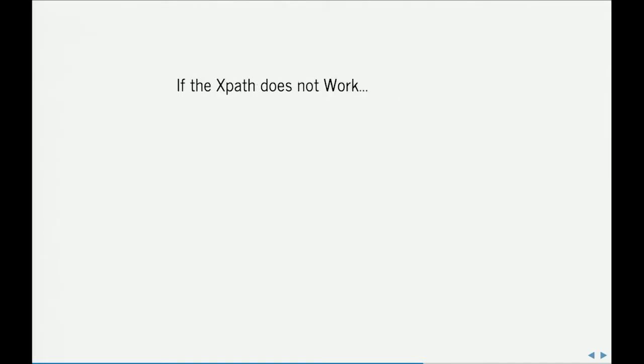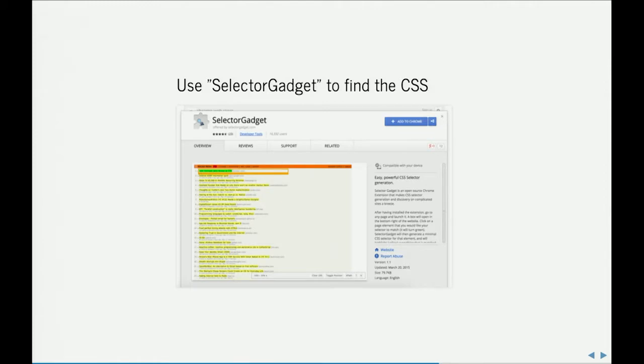Often the XPath trick, so to speak, will not work. In this case, I recommend a Chrome plugin called Selector Gadget to find the CSS within the page. This is the alternative piece of information that can be used to extract information from a page.